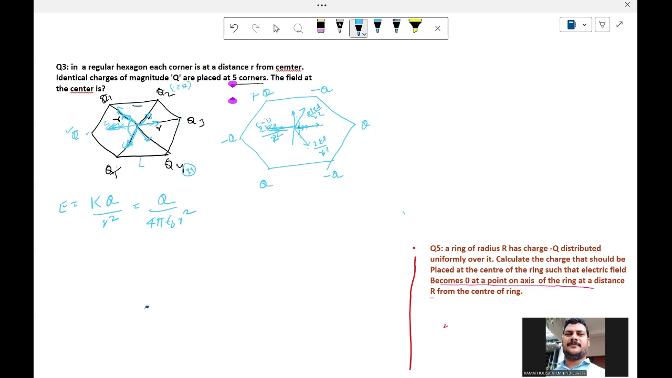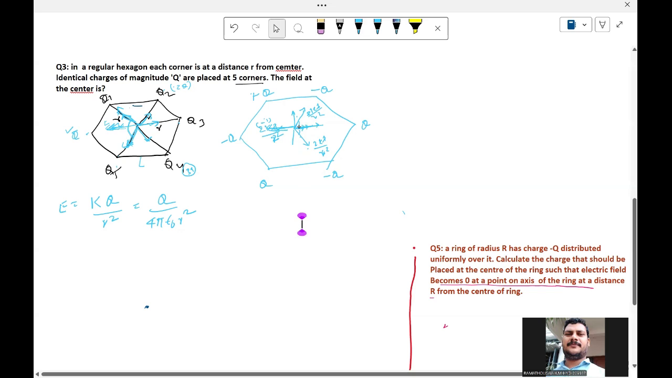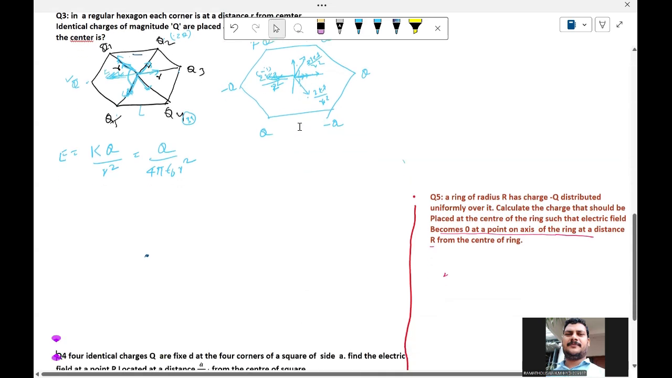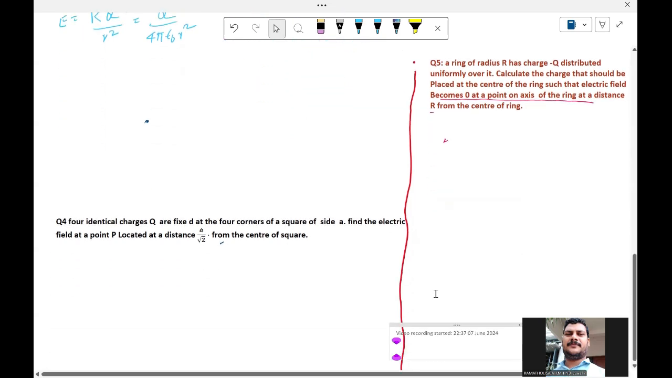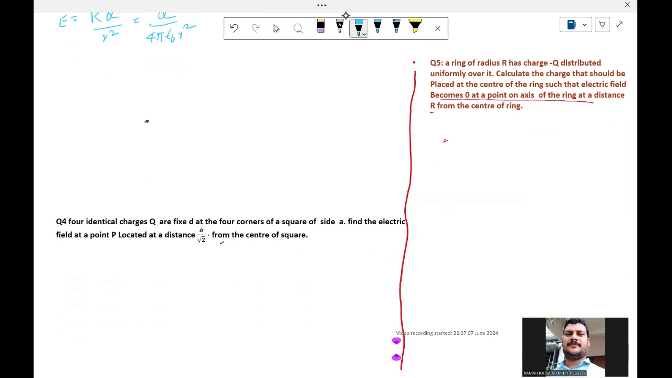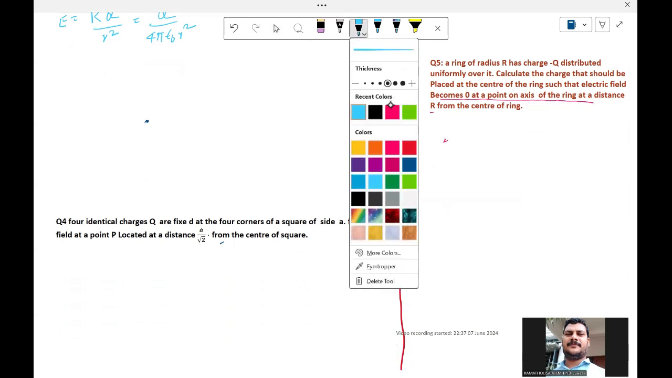So coming to the next model. This is something important in this model. Major problems will come. First, I will complete this one, check once. So question number 5. There is a ring of radius R.